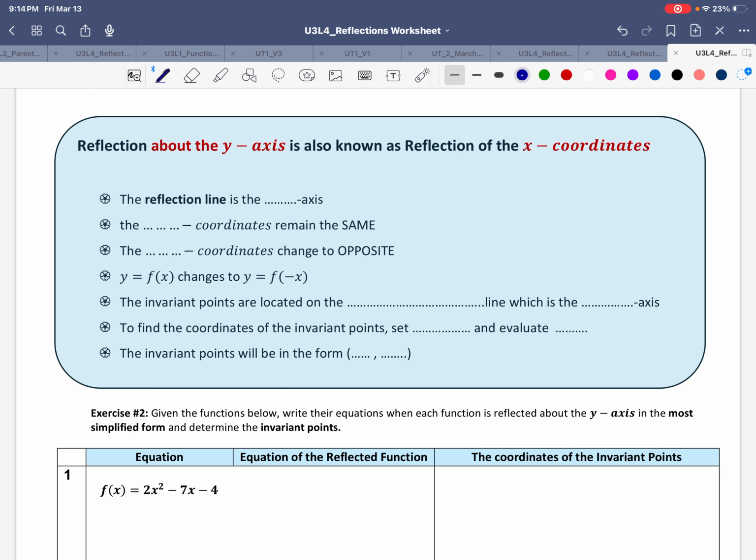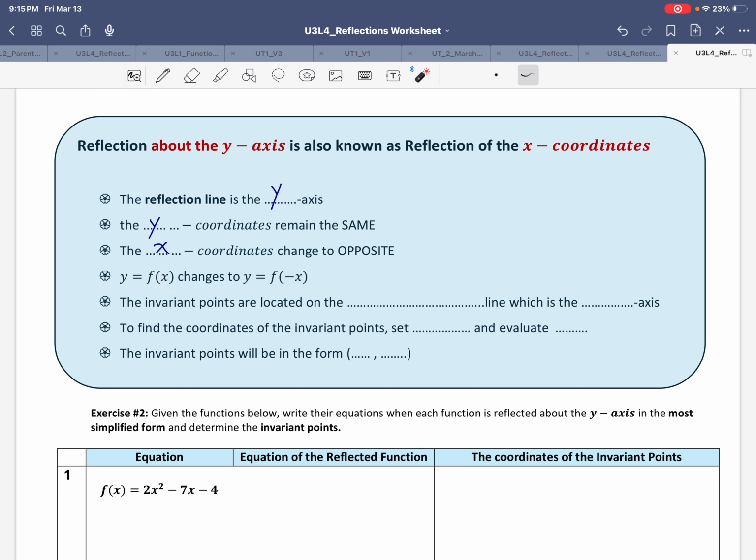So the reflection line is the y-axis, and this is a summary of the notes that we took in today's lesson. Now, the y-coordinates as a result will remain the same, whereas the x-coordinates will change to opposite. Algebraically speaking, the y values do not change, but the x values will change to opposite, and that's why we have a minus in front of x.